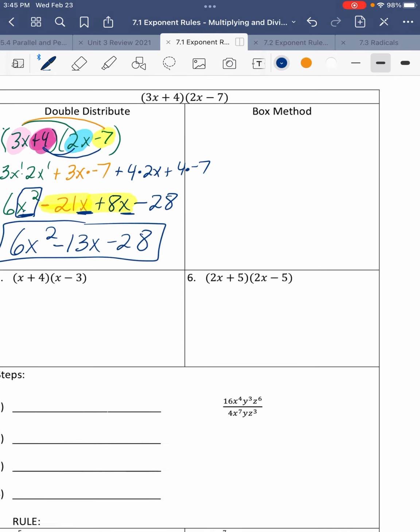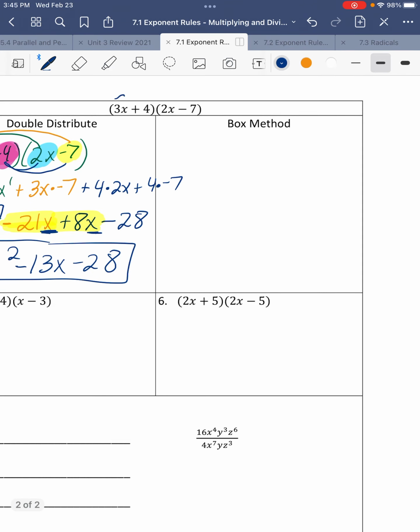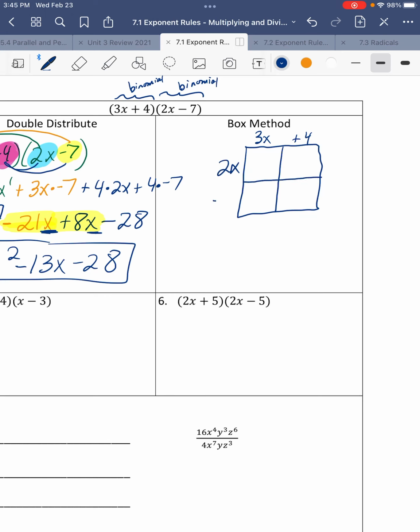So that's double distribution. You can do it that way. Here's the box method. Box method, we have a binomial times a binomial. Binomial means 2. So we're going to make a box with 2 columns, and each column is going to have, so we have 3x and then plus 4, and we're going to have 2 rows, so 2x minus 7. It does not matter which binomial you put where. The 3x minus 4 could be on the left, and 2x minus 7 can be on top.